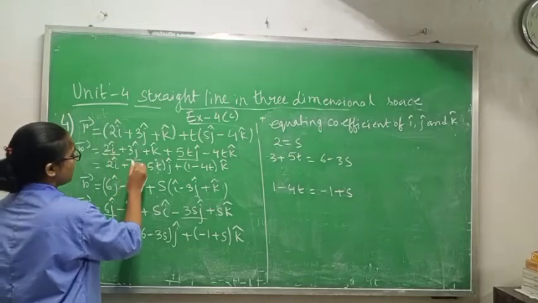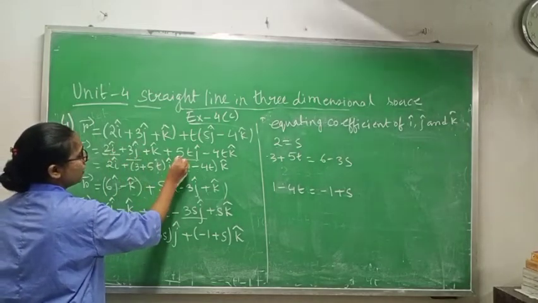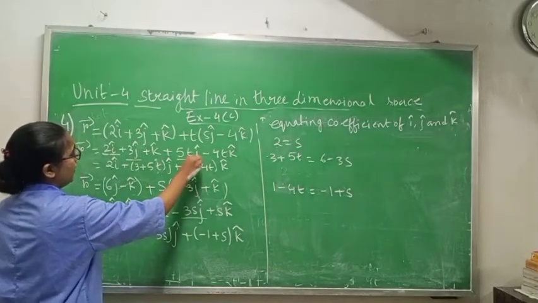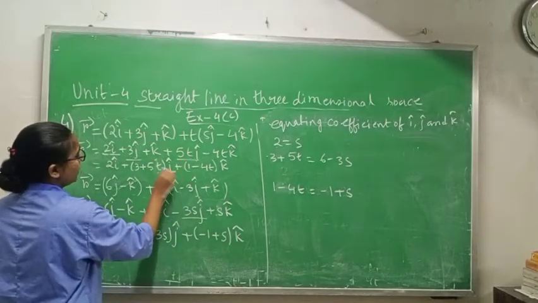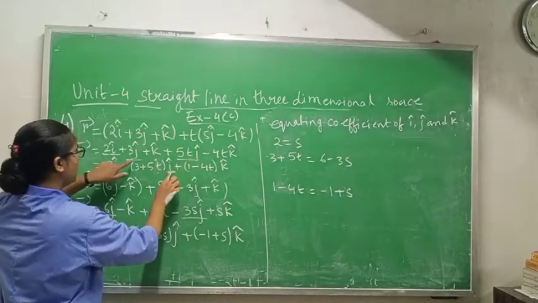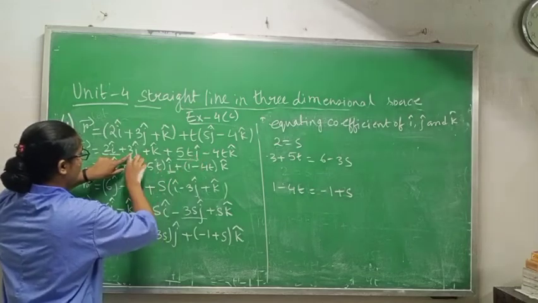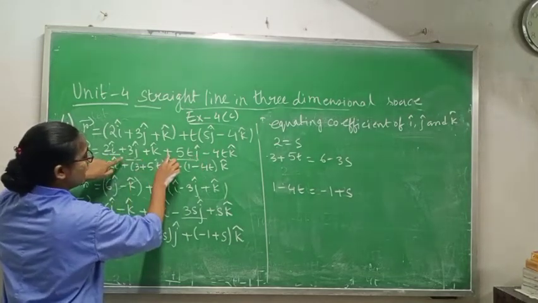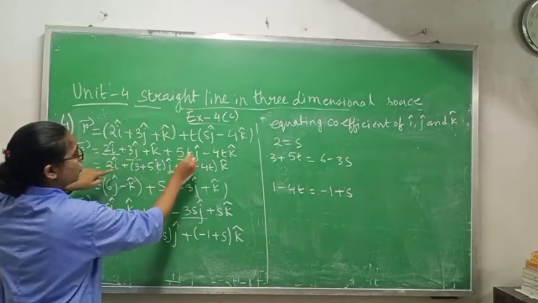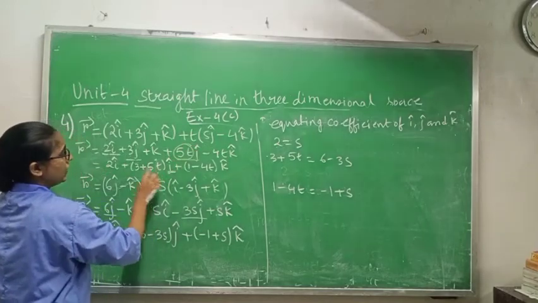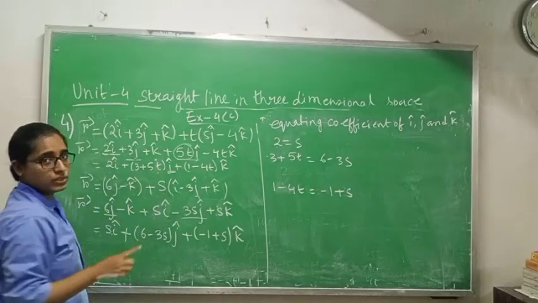Now two j caps are present, 3j cap and 5t j cap. Now you will take j common. If you take j common, what is left? Here 3, then plus sign, then you have 5t. So you will write within the bracket 3 plus 5t.